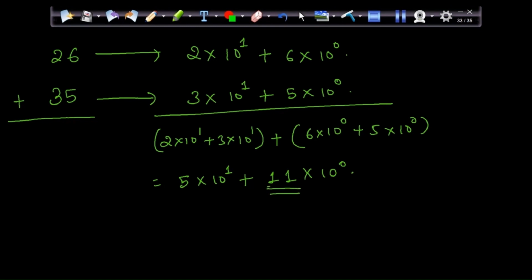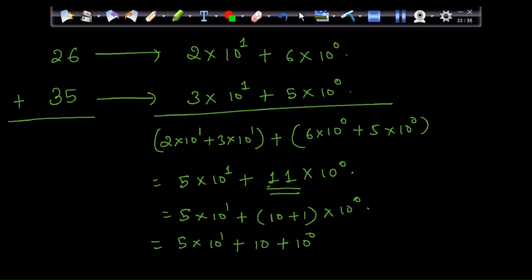We can write this 11 as what? 5 into 10 to the power 1 plus 10 plus 1 into 10 to the power 0, which is equal to 5 into 10 to the power 1 plus 10 to the power 1, or 1 into 10 to the power 1, plus 1 into 10 to the power 0. What it becomes? It becomes 6 into 10 to the power 1 plus 1.